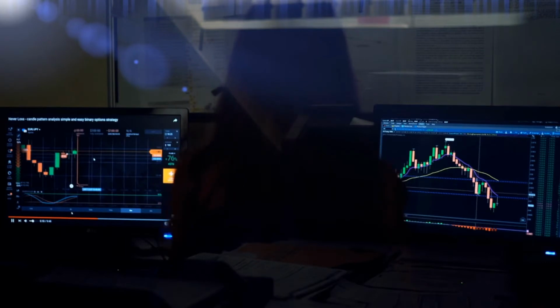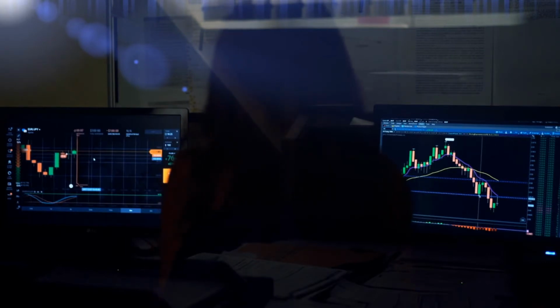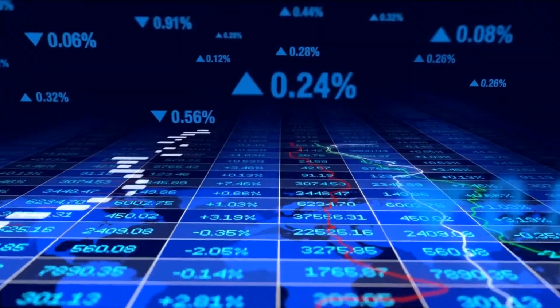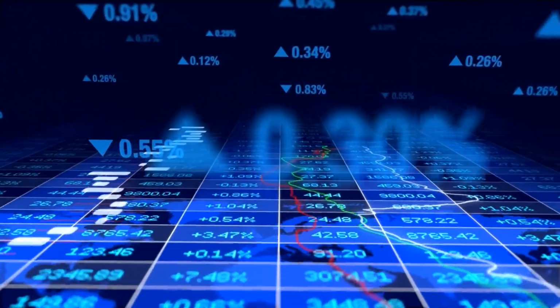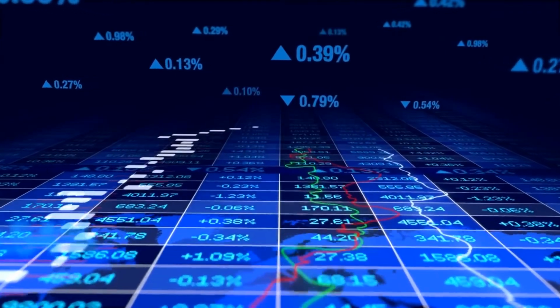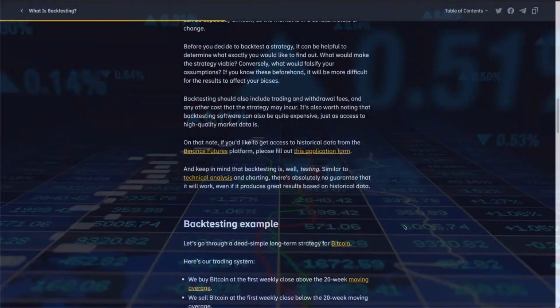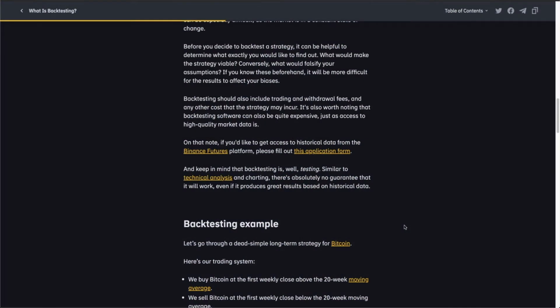Now, backtesting should also include trading and withdrawal fees and any other costs that a strategy may incur. It's also worth noting that backtesting software can also be quite expensive, just as access to high quality market data is. And always keep in mind that backtesting is, well, testing. Similar to technical analysis and charting, there's absolutely no guarantee that your backtesting results will prove true, even if your backtest produces great results based on historical data.